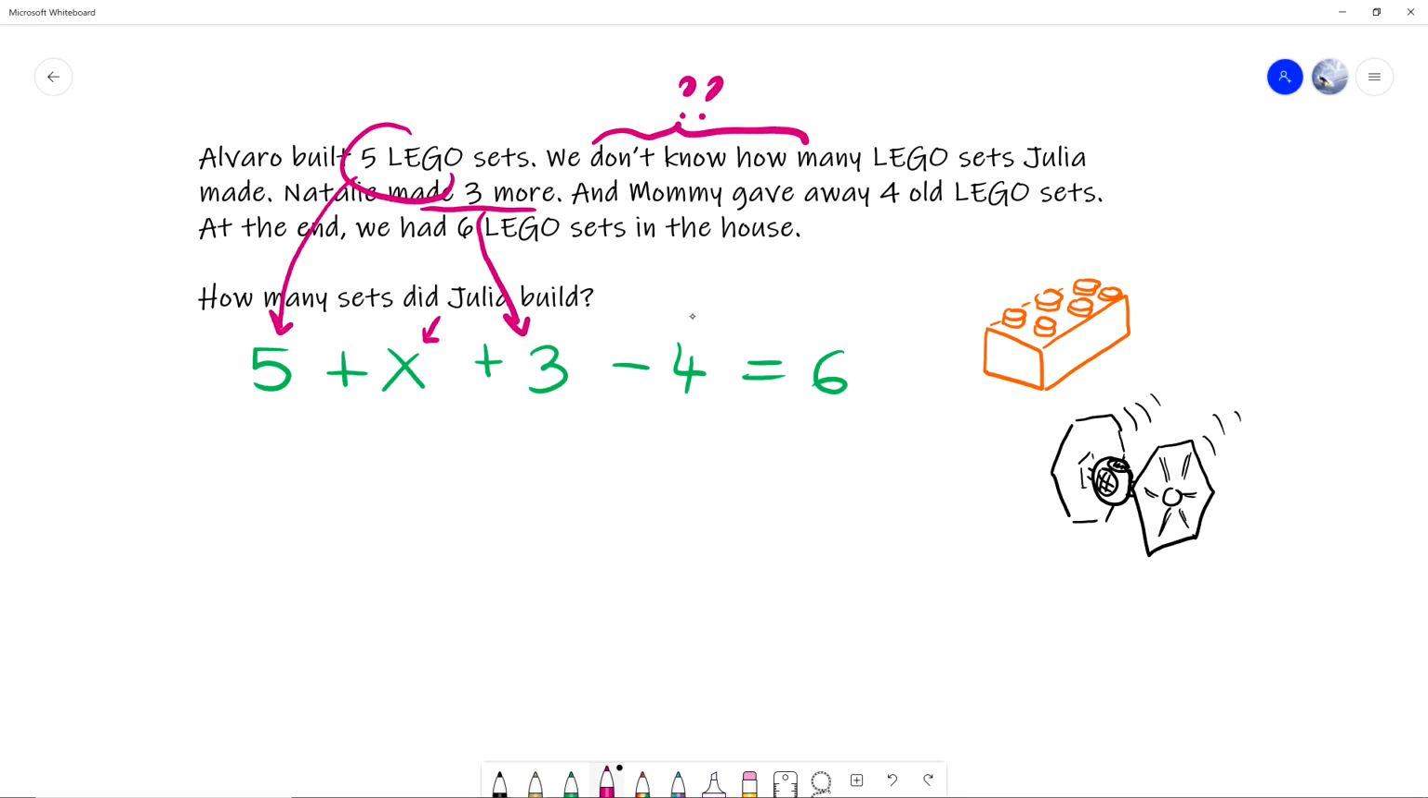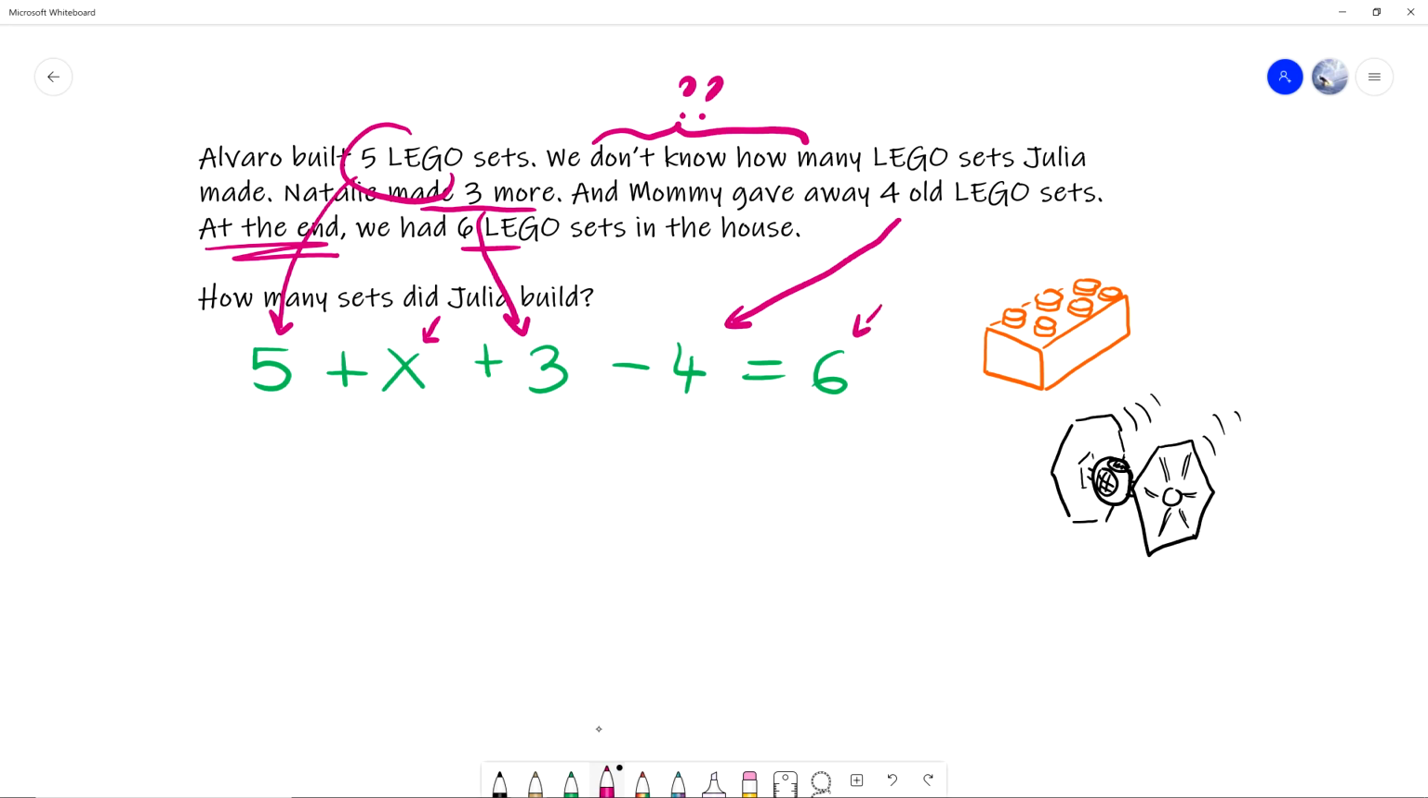And then Mommy gave away 4 Lego sets. That's the minus 4. Now, why would Mommy give away my Lego sets? Yes, that's just mean. They are all great Lego sets. Anyway, and then you said equals 6. Why equals 6? Because at the end, they had 6 left in the house. At the end, there were 6. How many did Julia build?